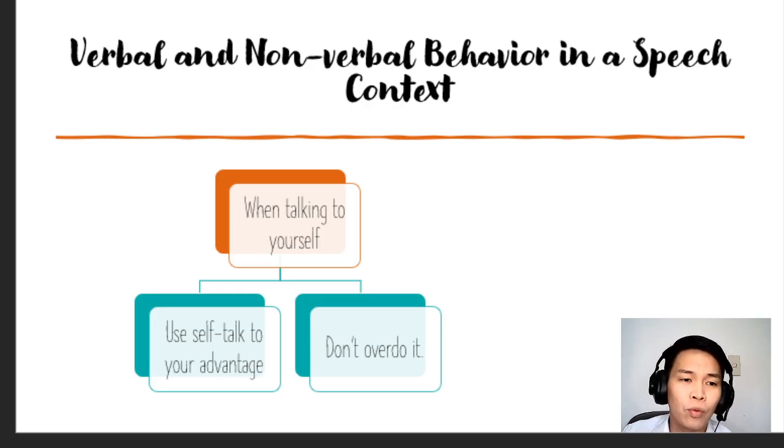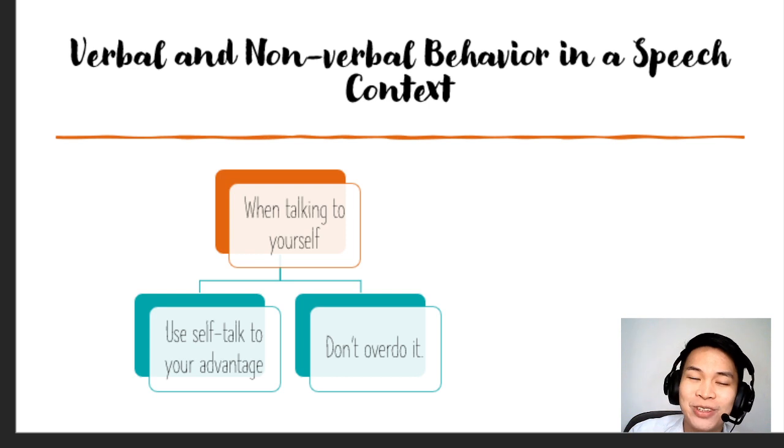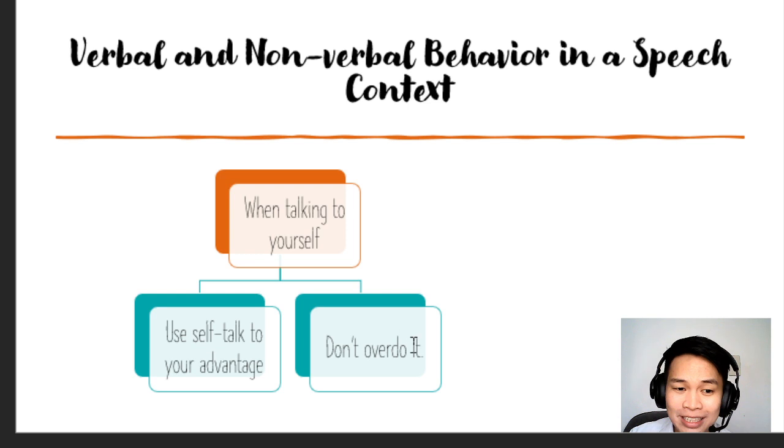So, verbal and nonverbal behavior in a speech context. So when talking to yourself, class, use self-talk to your advantage. So there are advantages when you are talking to yourself. Again, that's instructional self-talk and motivational self-talk. But of course, you should not overdo it, class. Otherwise, people might say that you are insane. And according to your manual, the most common reason why you talk to yourself is that you don't have someone else to talk with.